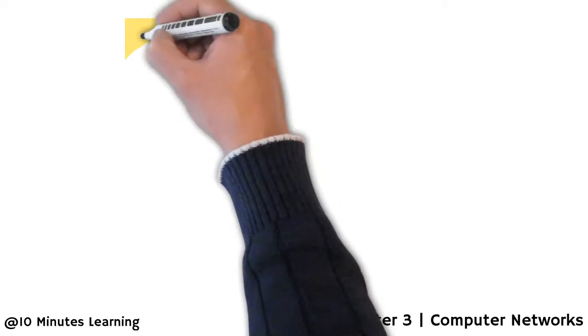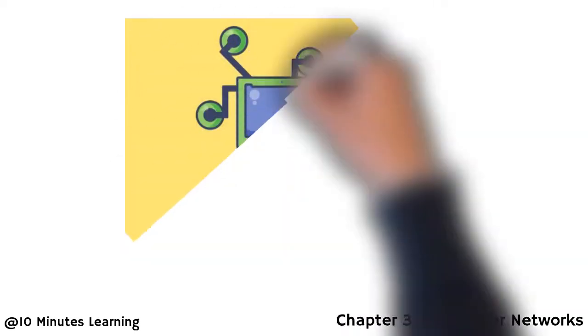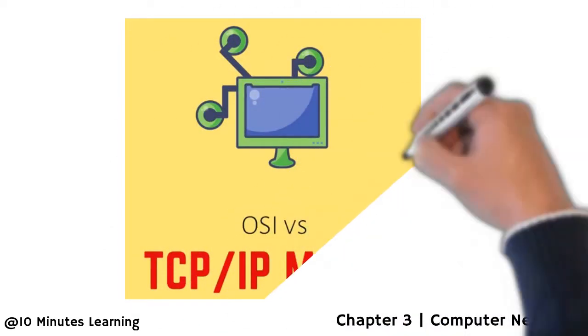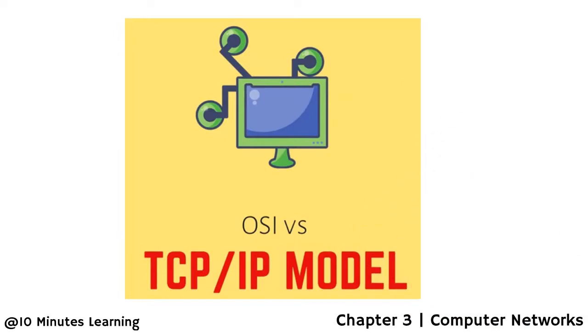Welcome to chapter 3 of the series Computer Networks. In this video, we will discuss TCP/IP and its comparison with the OSI model.